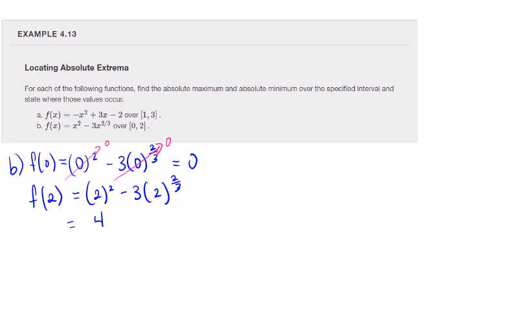So 2 squared is 4, right? And then 2 to the 2/3 power, that's going to be the cube root of 4, right? The cube root of 2 squared is 4. Just to convert that to radical form, that's what it would be. The denominator becomes the index, and the numerator becomes the inside exponent. So the cube root of 2 squared is the cube root of 4, and then we have that 3 in front.